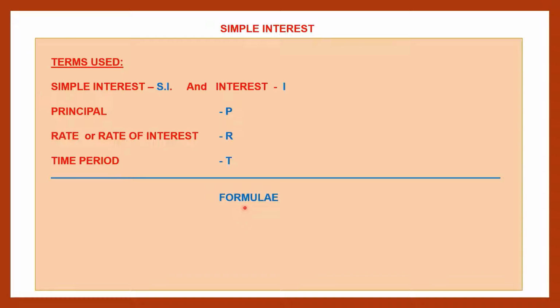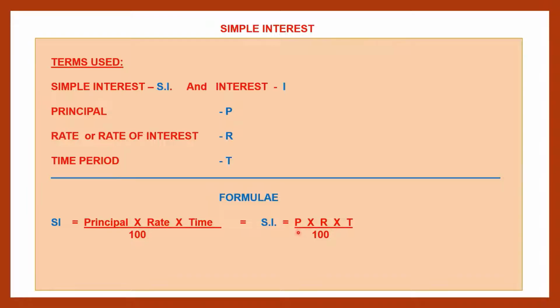What are the formulae? Now the formula to find the simple interest is principal, that is this, into rate into time. So principal into rate into time divided by 100. So multiply these and divide it by 100. I've written the same thing here in a simpler way. So simple interest is P into R into T divided by 100.